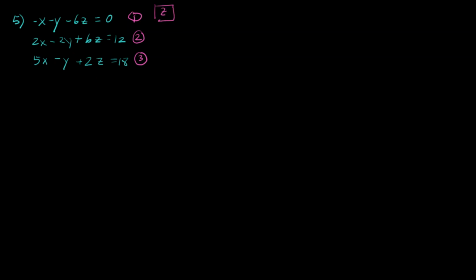Okay, so I'm going to put 1, which is -x minus y minus 6z equals 0, and we're going to put 3 together. That's 5x minus y plus 2z. Whoops, why did I say that I'm going to do 1 and... Oh well, we'll do the hard one first.